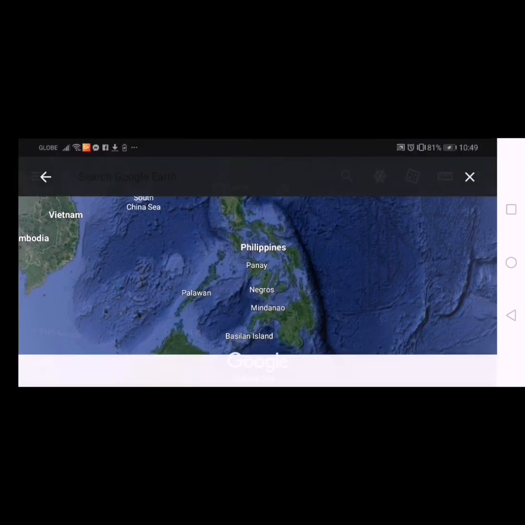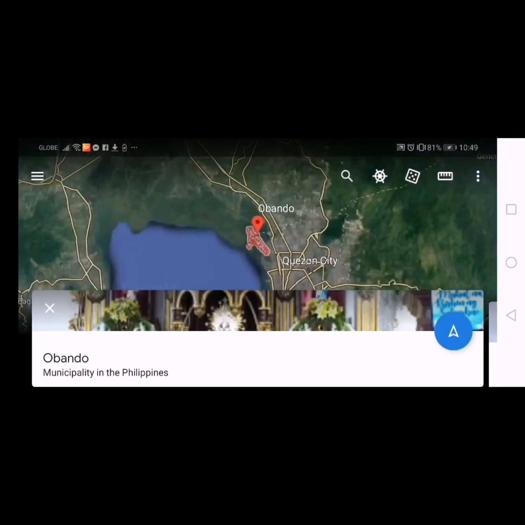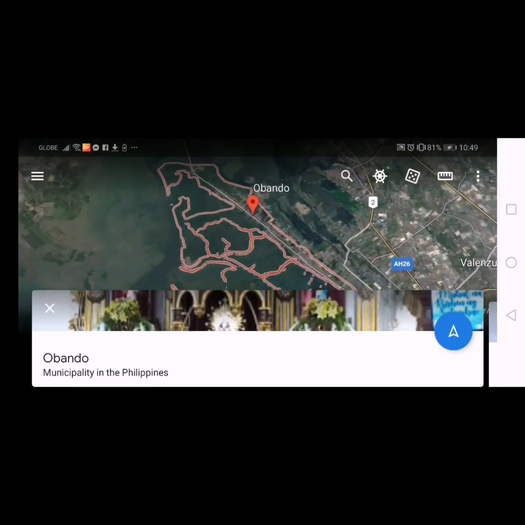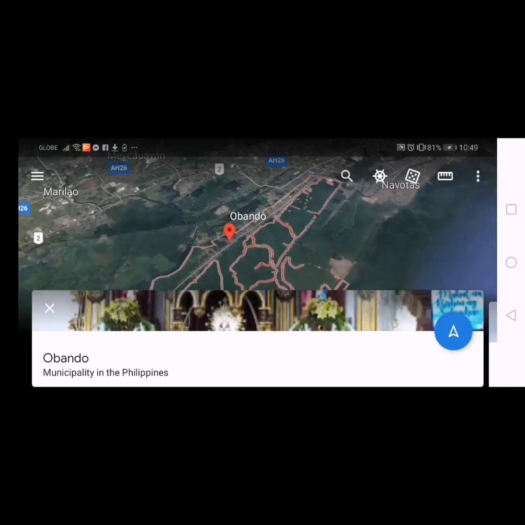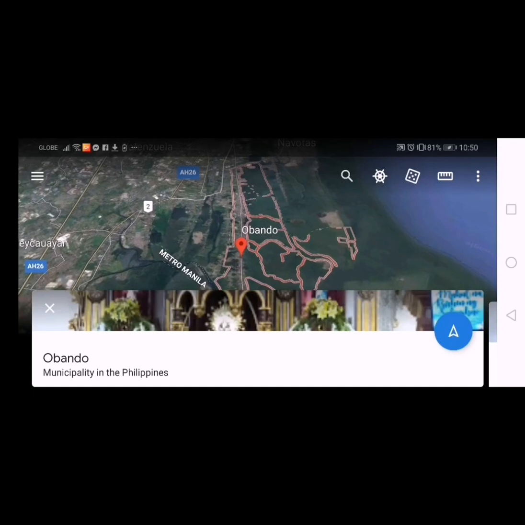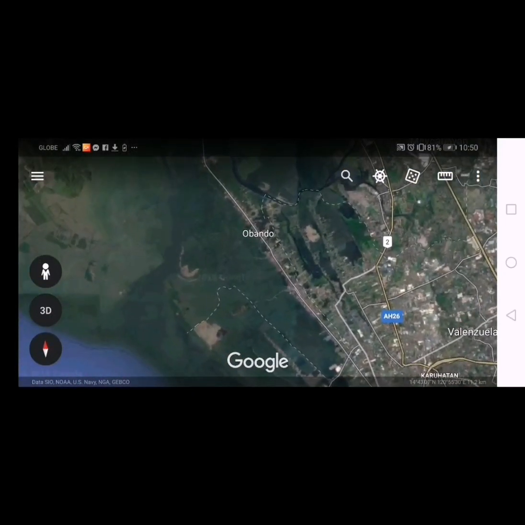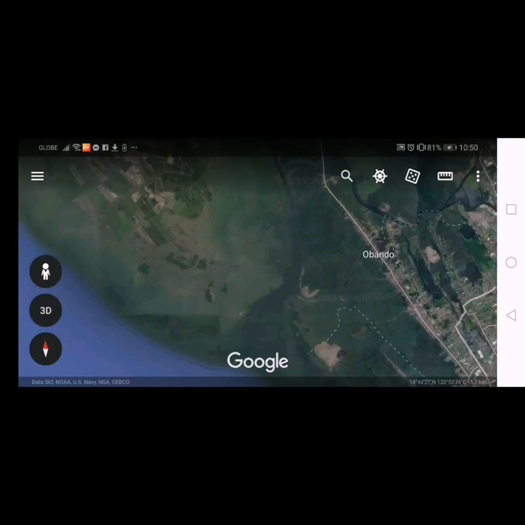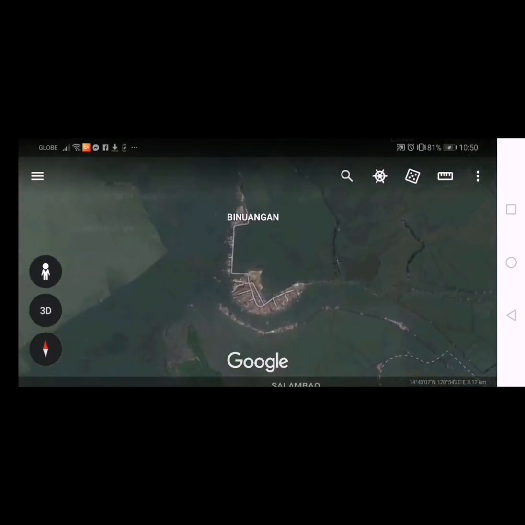Okay, so there you go. The map, or Google Earth, is pointing us to the municipality of Ubando. From Ubando, we're gonna go to the island of Binuangan. Okay, so there's the island of Binuangan.